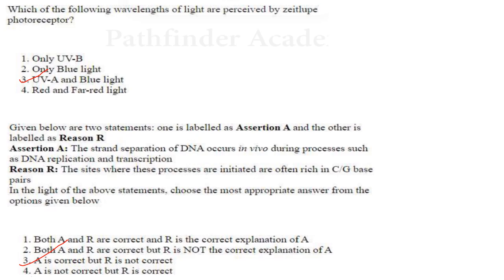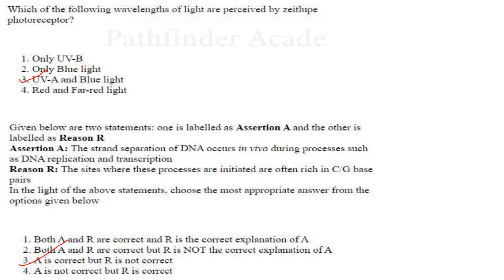Then next one. Given below are two statements. One is labeled as assertion A and other is labeled as reason R. Assertion A: The strand separation of DNA occurs in vivo during processes such as DNA replication and transcription. That's correct. The sites where these processes are initiated are often rich in not CG base pairs but in AT base pairs.